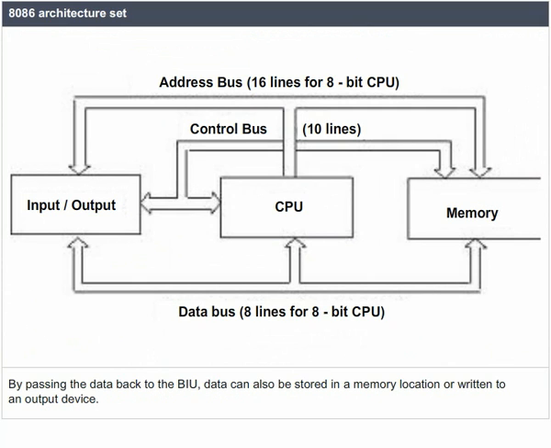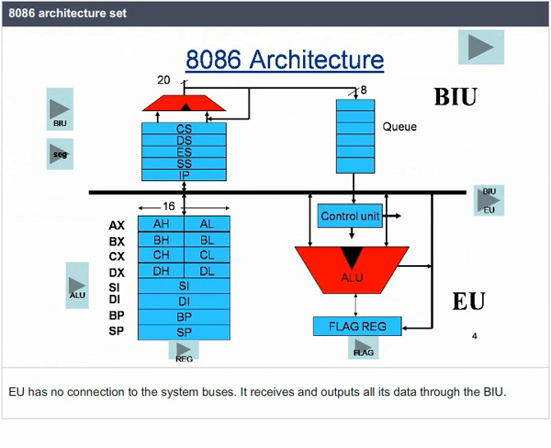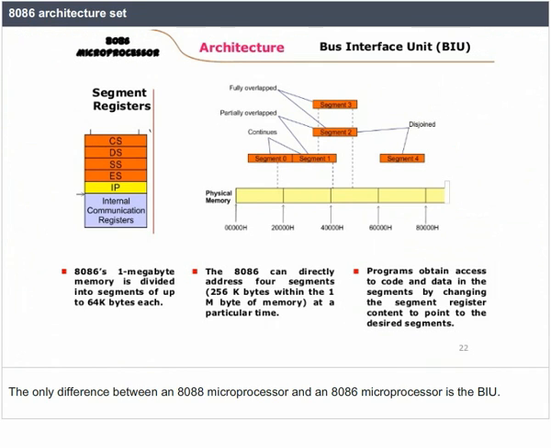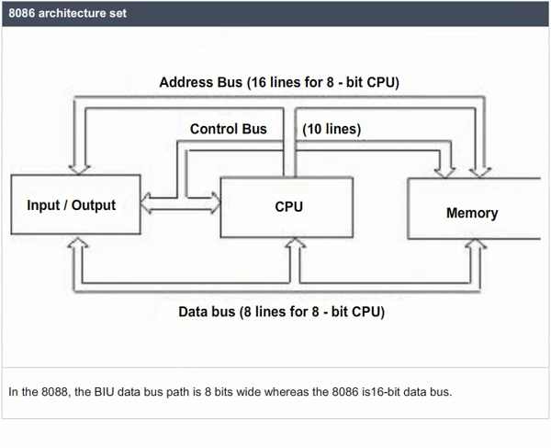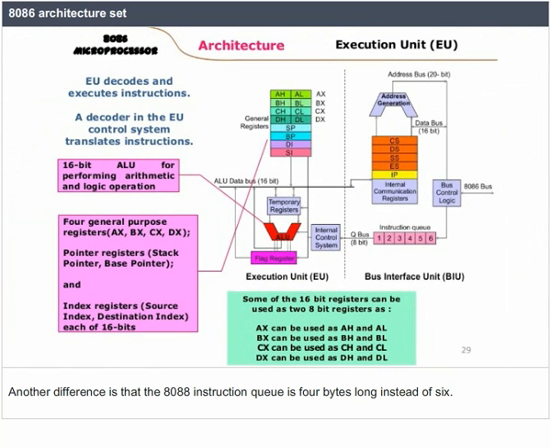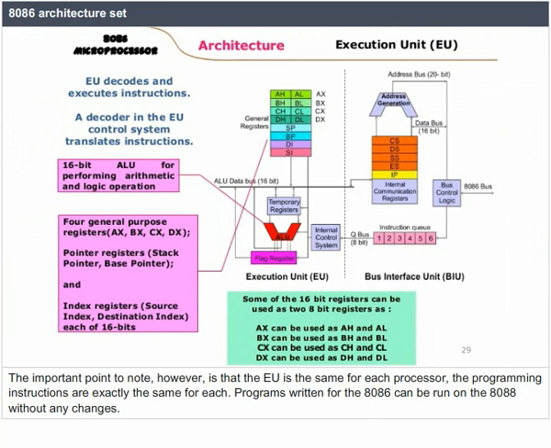The EU has no connection to the system buses. It receives and outputs all its data through the BIU. The only difference between the 8088 microprocessor and the 8086 microprocessor is the BIU. In the 8088, the BIU data bus path is 8 bits wide, whereas the 8086 has a 16-bit data bus. Another difference is that the 8088 instruction queue is 4 bytes long instead of 6. The important point to note, however, is that the EU is the same for each processor. The programming instructions are exactly the same for each. Programs written for the 8086 can be run on the 8088 without any changes.